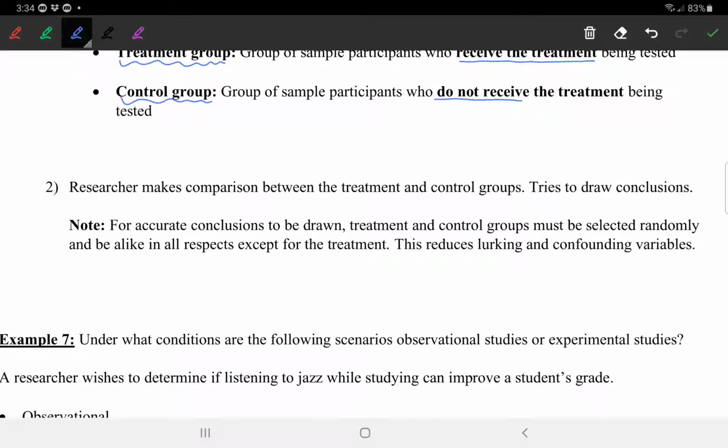Then the researcher will make the comparison between the treatment and the control group, and again, the researcher is trying to draw some conclusions. But if we want accurate conclusions to be drawn, the treatment and control groups must, again, we have this theme here, they must be randomly selected, but alike in all aspects except for what we're doing in the treatment. Because if they're alike in every other way but the treatment, this will reduce the lurking or confounding variable problem. Okay.